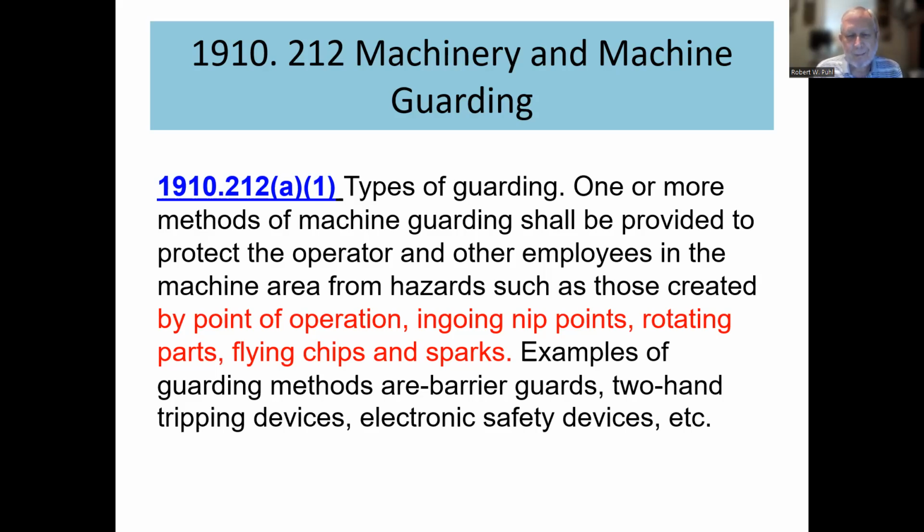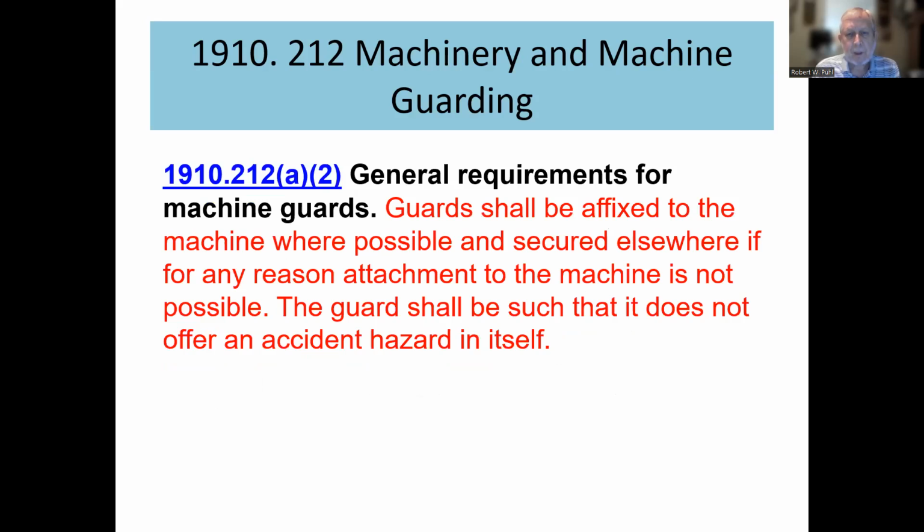It's the physical things like the ingoing nip points and the point of operation that are really going to mess you up. Of course, flying chips could do that too. But examples of guarding methods are barrier guards, two-hand tripping devices, electronic safety devices, etc. It's unusual for OSHA to put examples in there too. They usually leave that up to you.